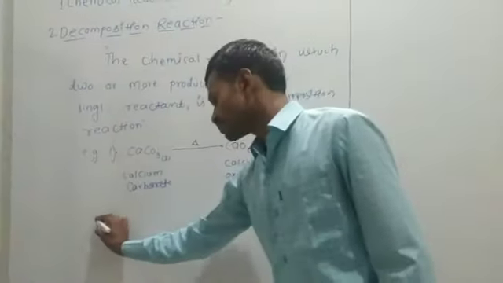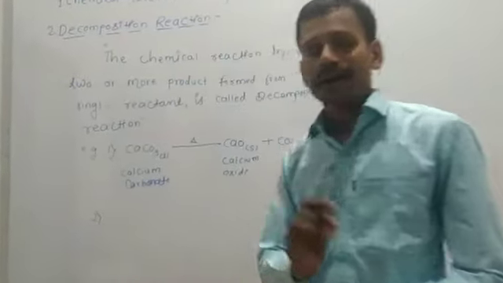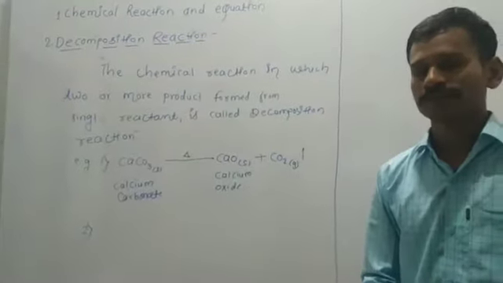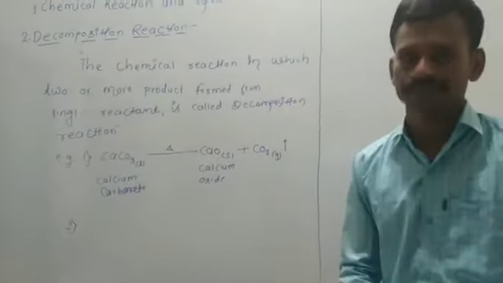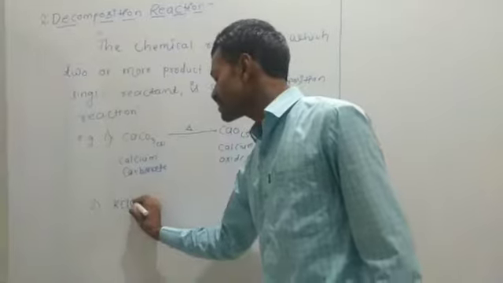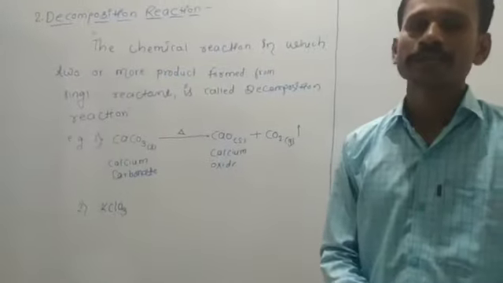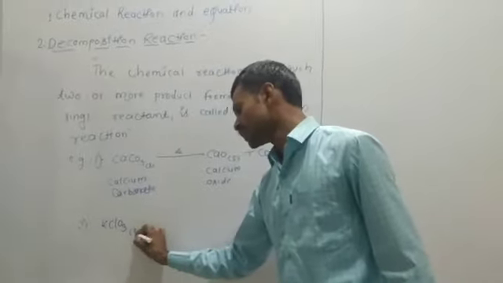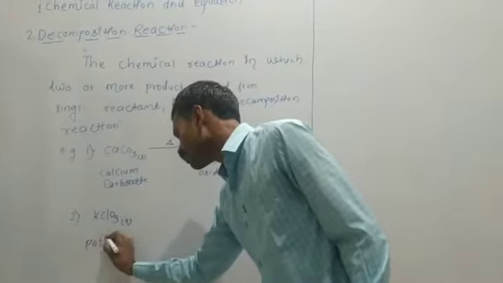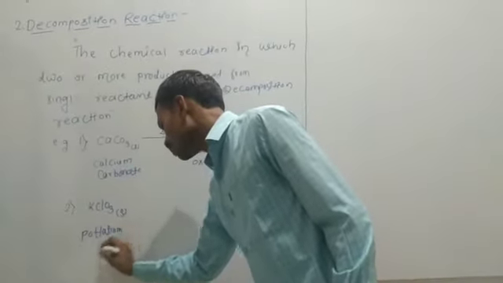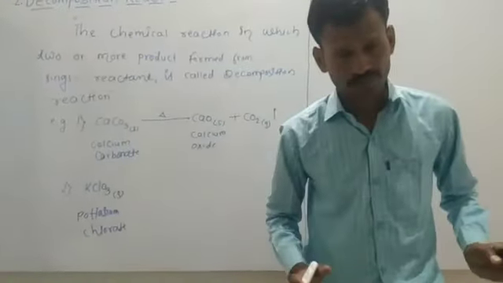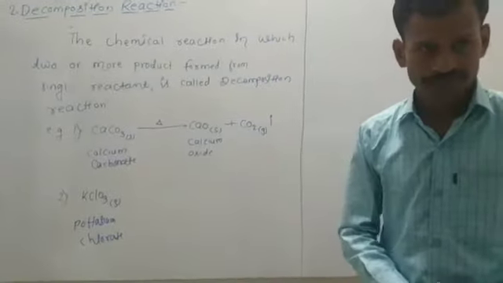Now the second example: potassium chlorate, not calcium, sorry. The formula of potassium chlorate is KClO3. Its physical state is solid. Again in this reaction, heat is given.